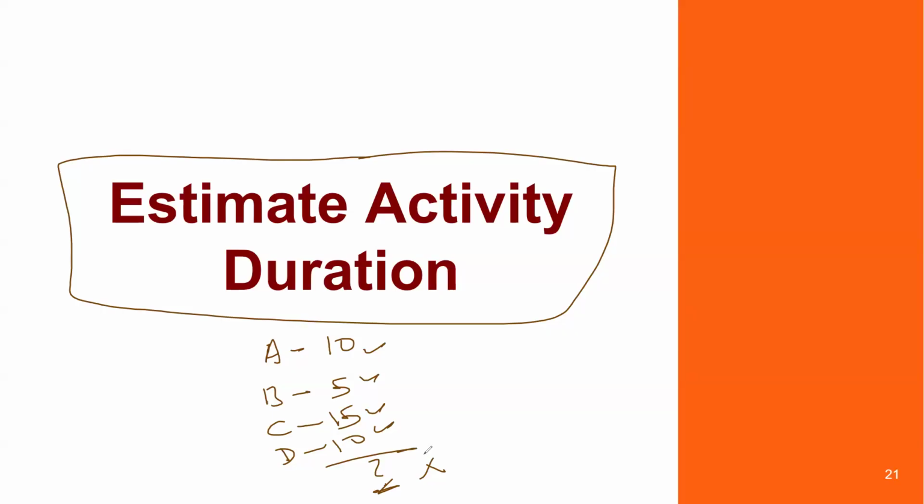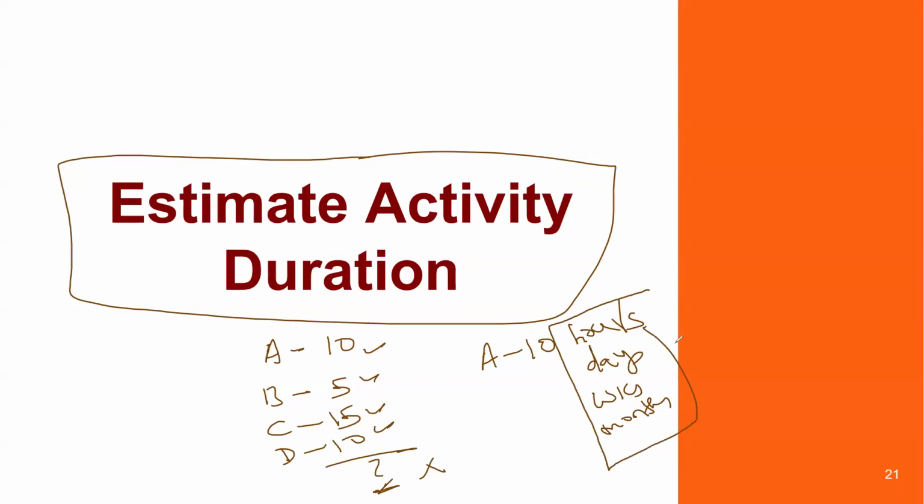One of the points you have to know for the exam is the unit you will use for activities duration. Sometimes you will estimate the duration of the activity in number of hours. You'll say A will take, let's say, 10 hours to finish. Or you may estimate in number of days, or weeks, or months, or even quarters. Major projects do it in quarters. So one of the first decisions to make when you are estimating the duration of the activities is about the unit. What unit we are going to use for duration estimation.